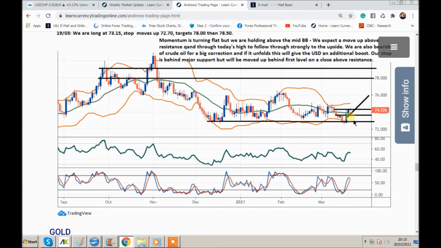Tomorrow, a lot of people have said, yeah, I've been focusing on the USD over the last few weeks. I haven't done too many crosses. I'll do a video on my favourite crosses tomorrow.